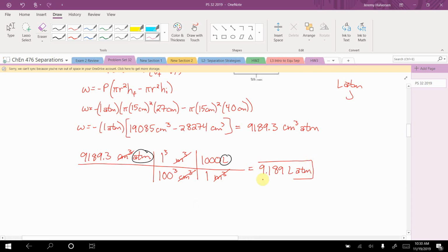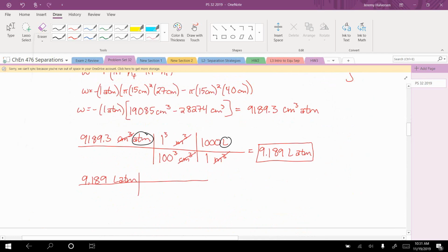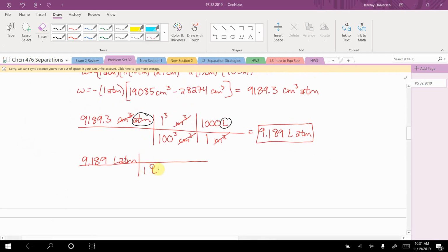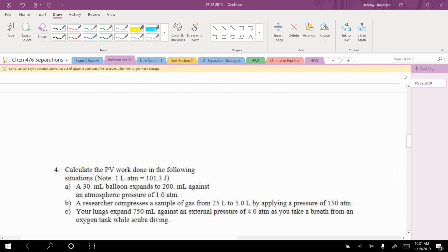Okay, so that could be an acceptable answer. Okay, additionally, I could take my 9.189 liter atmospheres and use the conversion. I don't know if they give it to you here, no, if they give it to you later, that 1 liter atmosphere is 101.3 joules. And that would give me 930.9 joules. Okay, and the answer ends up being positive because this value is a negative number, and then the negative sign right there cancels it out. Okay.